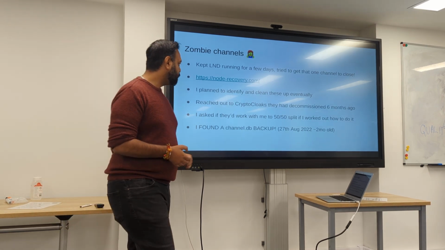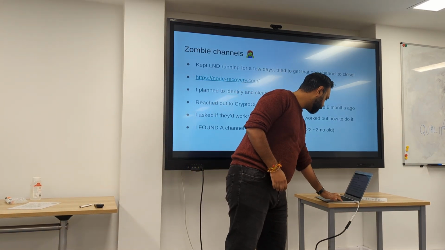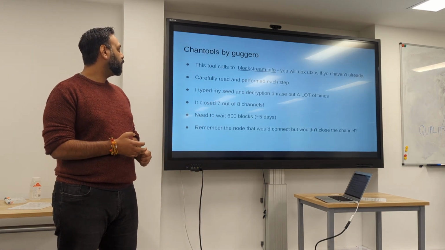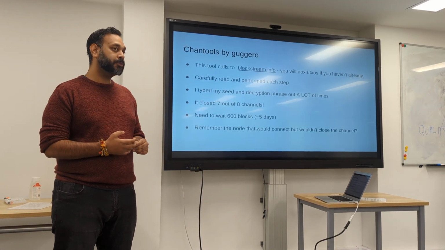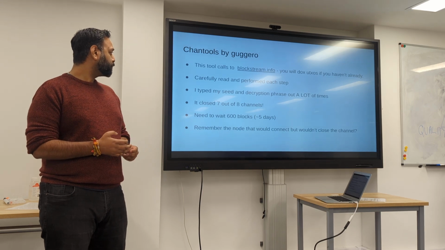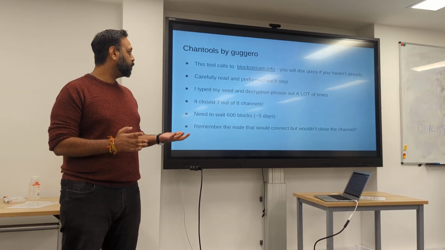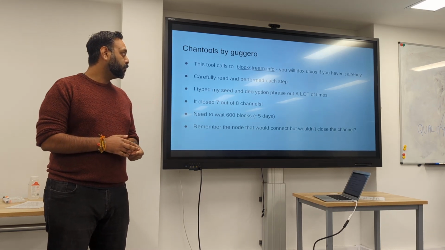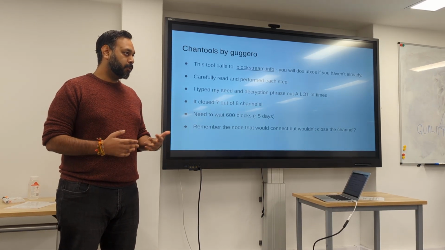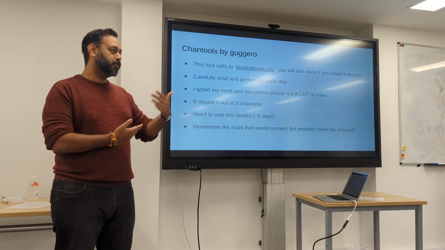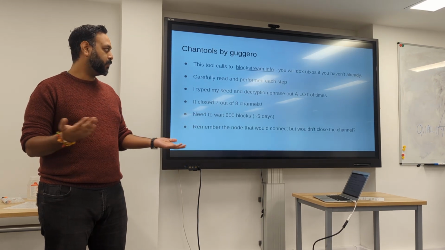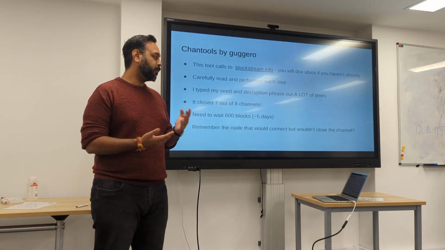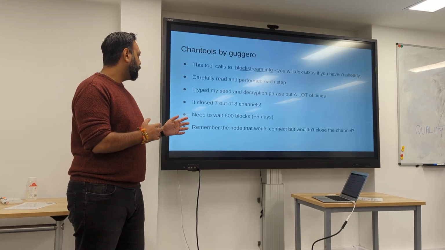So I followed the recommendations on node recovery. He recommends a tool called chantools by guggero. One thing to keep in mind is the tool calls blockstream.info, and it doesn't do anything over Tor, it works over clearnet. So you're going to link your transactions to your IP. If that's something you're worried about, just keep that in mind. There probably are ways around that, but I didn't bother.